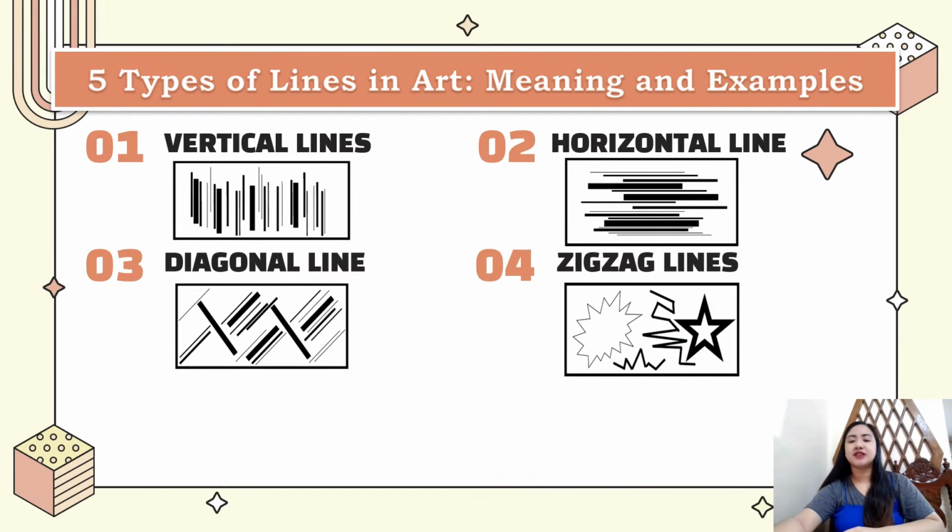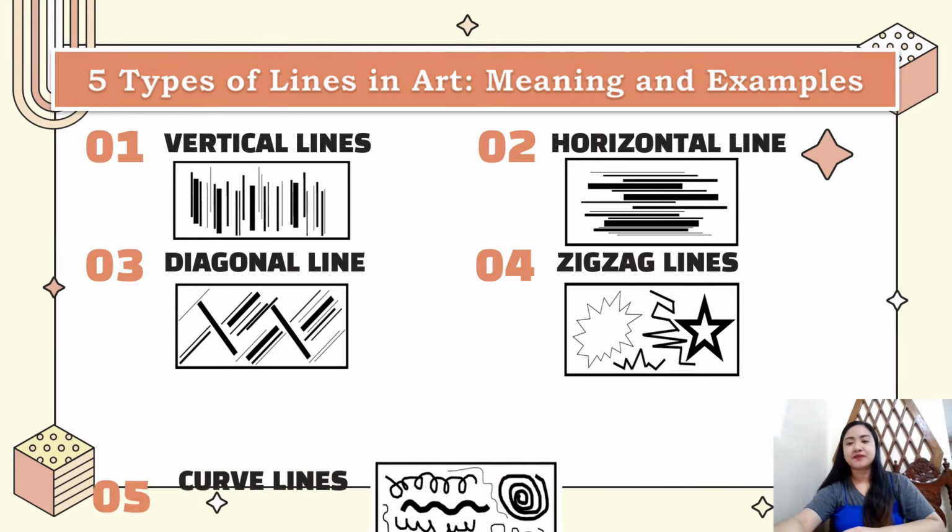Let's proceed to the next type of line, which is the zigzag lines. Zigzag lines are a series of diagonal lines joined at ends. They can convey action and excitement, as well as restlessness and anxiety. So here are some examples of zigzag lines.